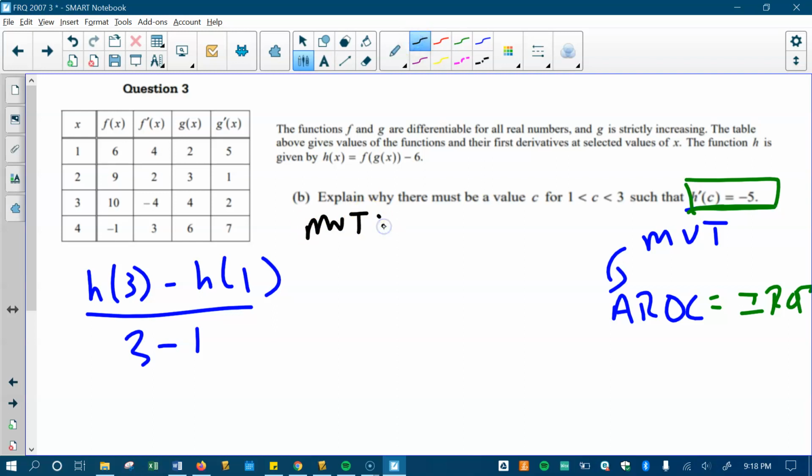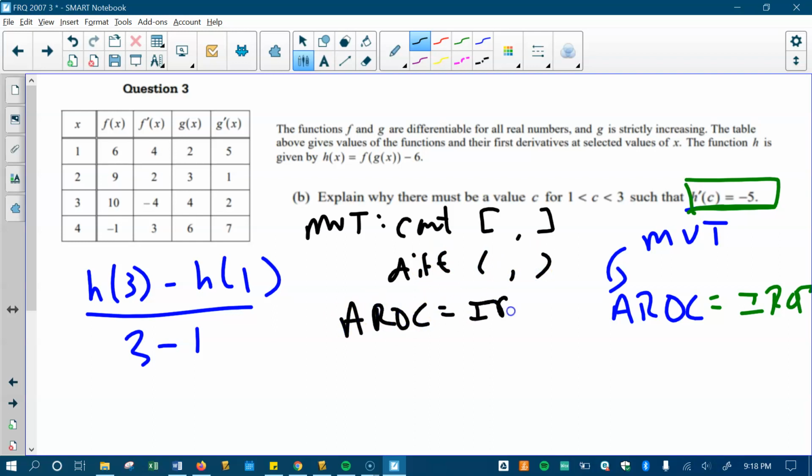So MVT requires, in order to use it even, continuous on a closed interval, differentiable on an open interval. And if both of these are true, then AROC equals IROC for some c on that open interval.